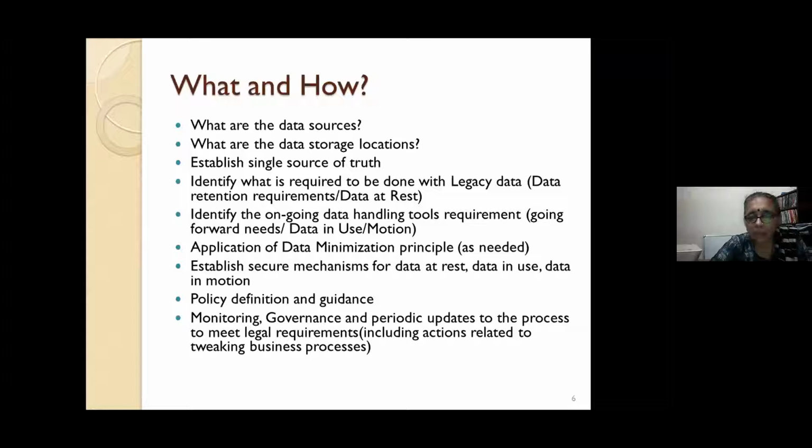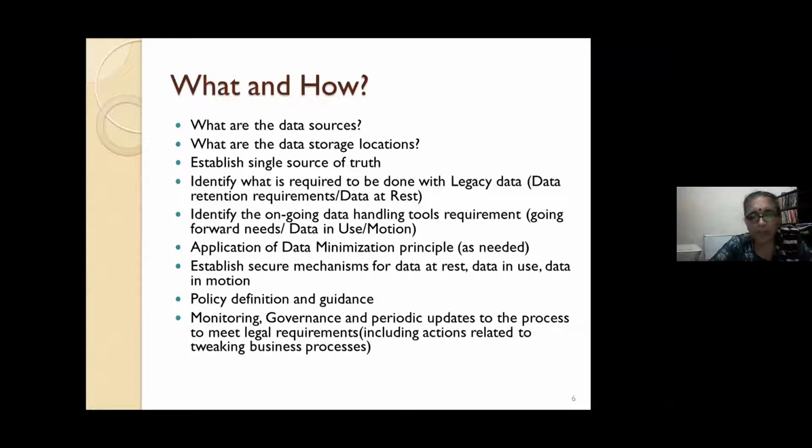Then when you are collecting data on an ongoing basis based on your business requirement, what is the requirement to have data in use and data in motion from a going forward implementation of strategy perspective, right? So as and when data is moving into your system, what secure mechanisms you will implement as part of that process. That is the essence of this.